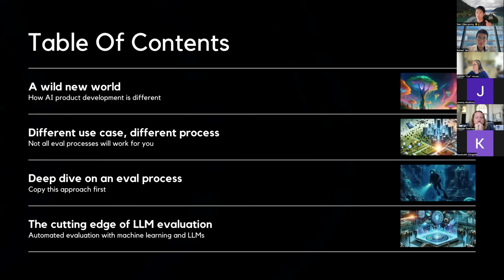So just what we're going to basically cover: with AI products, it's a wild new world, and you have to adapt your product development process to building AI products. Another thing I've learned in the past 2 weeks after speaking with a few folks is that depending on what kind of product or feature you're trying to build, there's a different evaluation process you should have.